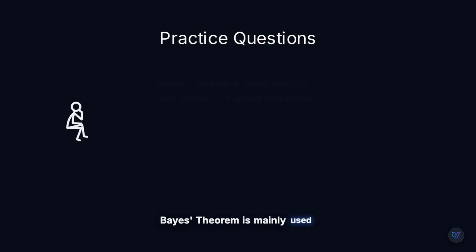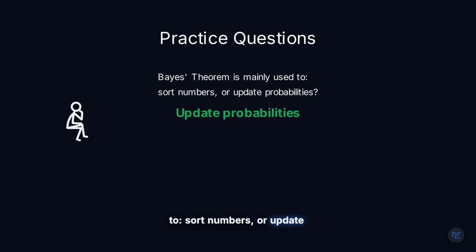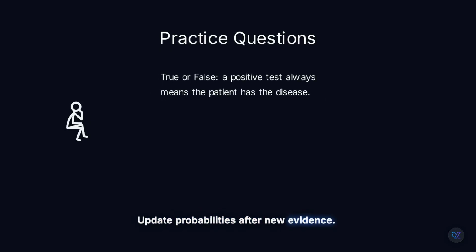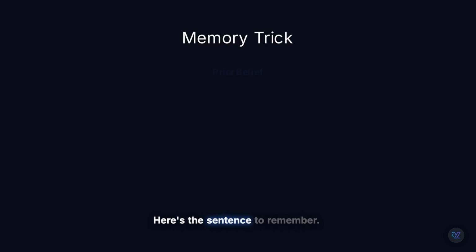Bayes' theorem is mainly used to sort numbers or update probabilities after new evidence. Update probabilities after new evidence. What is the prior? Your belief before seeing new evidence. True or false? A positive medical test always means the patient has the disease. False.